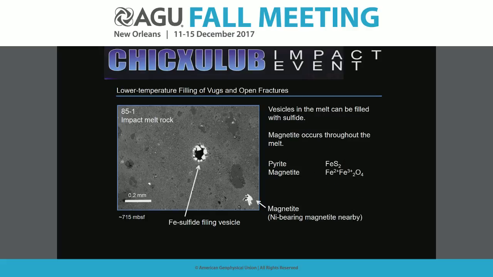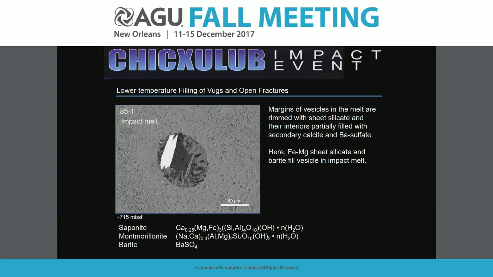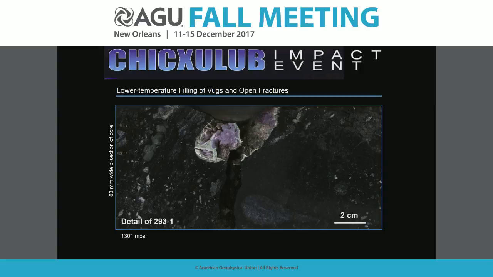There are a number of vesicles within the impact melt, and I want to show you several examples. This is a nice vesicle within, again, that nice microcrystalline impact melt. In this case, it's being filled with iron sulfide. There's also magnetite, both nickel-bearing and titanium magnetite throughout the impact melt. Here's another example of one of those vesicles. In this case, the walls of the vesicle are coated with these clays, and then growing within the vesicle is barium sulfate or barite.